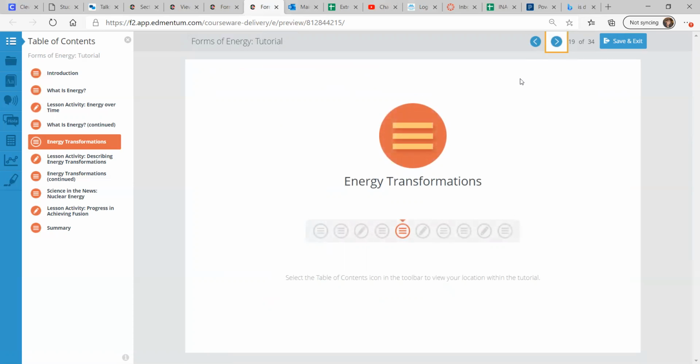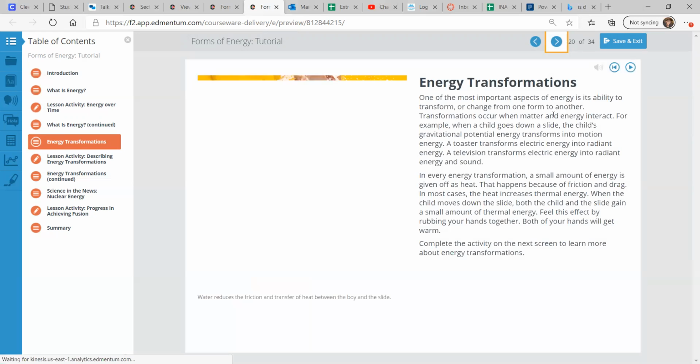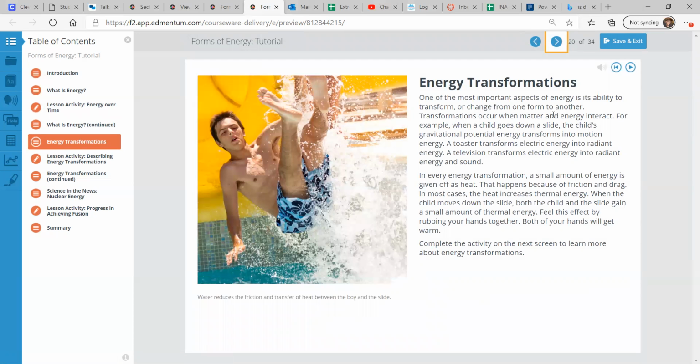Now we're going to move on to energy transformations. So how does energy transform from one to another form of energy? Now, this ability to change is one of the most important aspects of energy. And these transformations occur when matter and energy interact with one another.